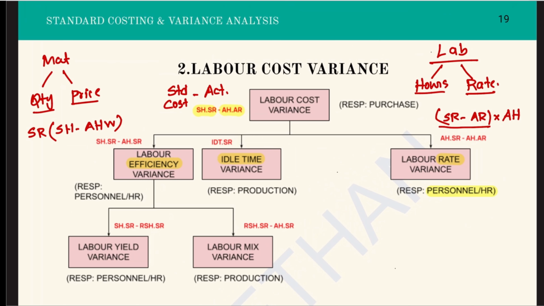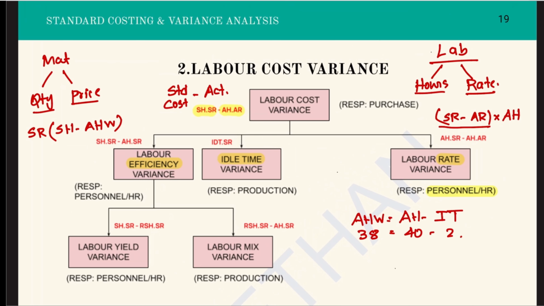How to find out actual hours worked? Actual hours worked is equal to actual hours minus idle time. Let's say I'm paying 40 hours, but of that 2 hours there was idle time. That means my actual hours worked will be 38.